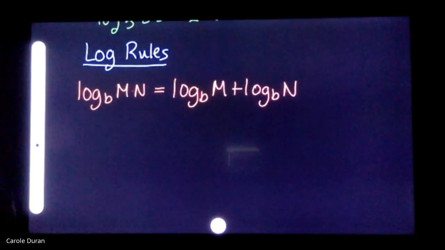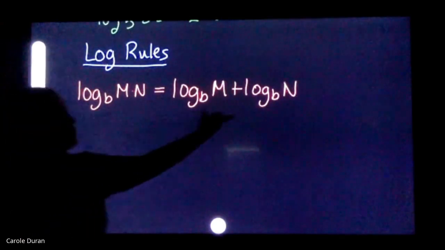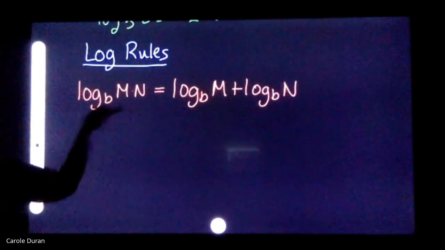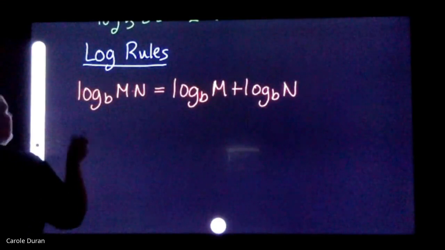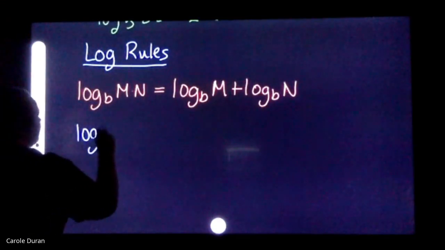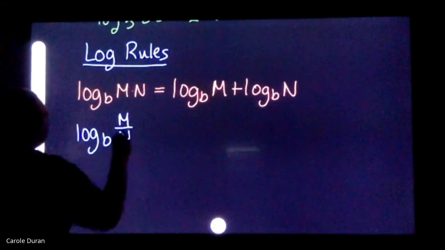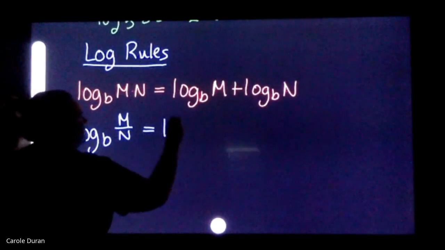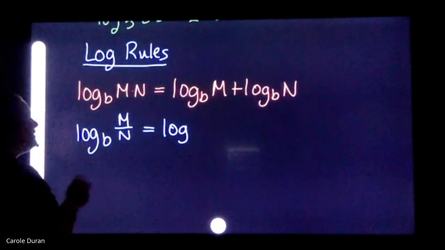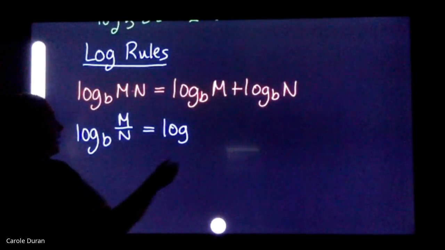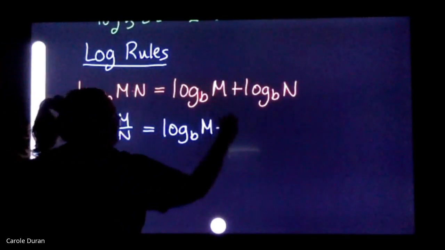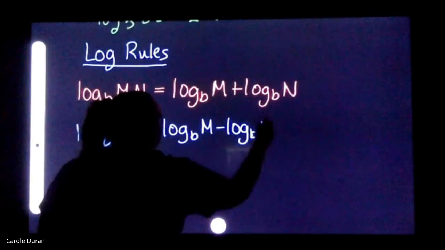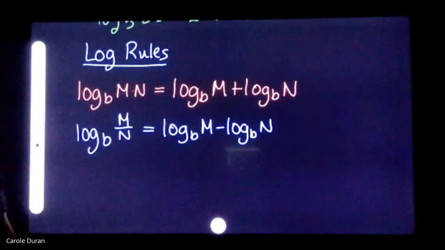So multiplication expands into addition, which means addition condenses into multiplication, so it does go both ways. We have a similar one when a division happens inside of a logarithm, except this one expands into subtraction. So log base b of m divided by n is the same as log base b of m minus log base b of n. So we always do numerator minus denominator. Makes sense.